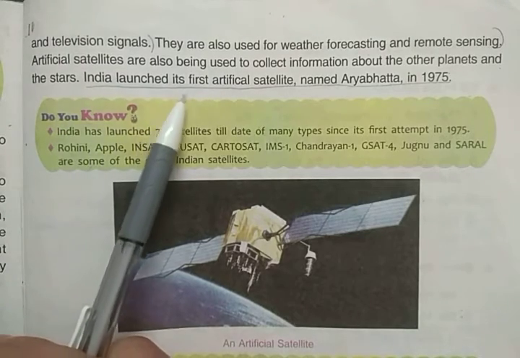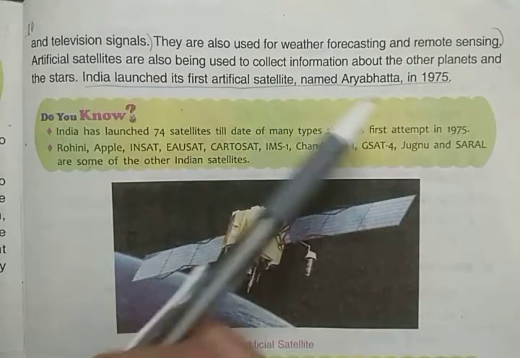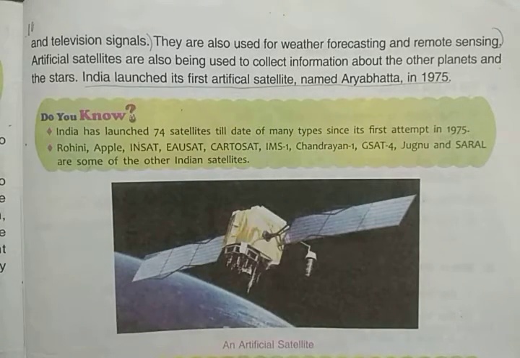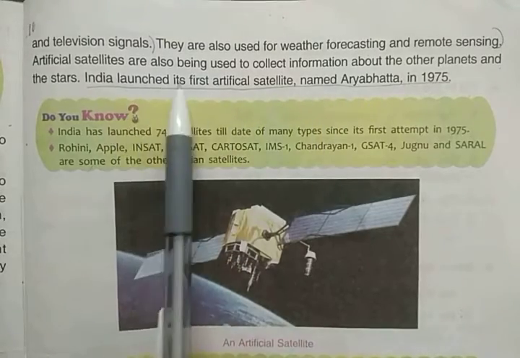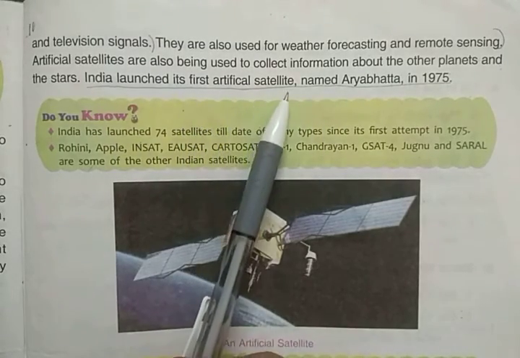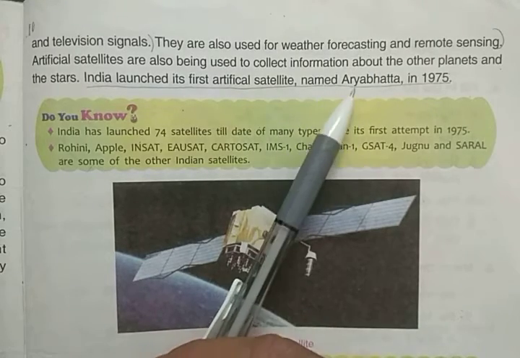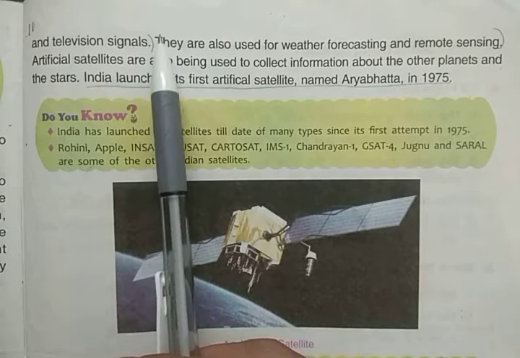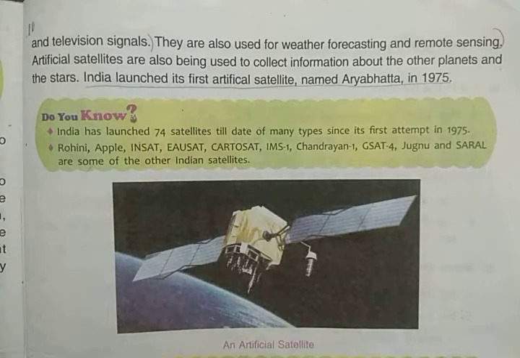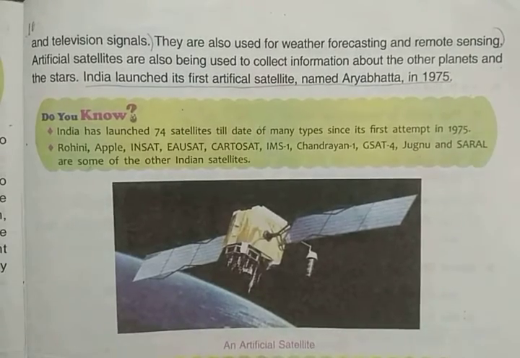And India launched the first artificial satellite named Aryabhata in 1975. And this is very important that India launched its first artificial satellite named Aryabhata. So first Indian satellite Aryabhata था, and also you must know the uses of artificial satellites, right? Now let us revise the exercise of this lesson.